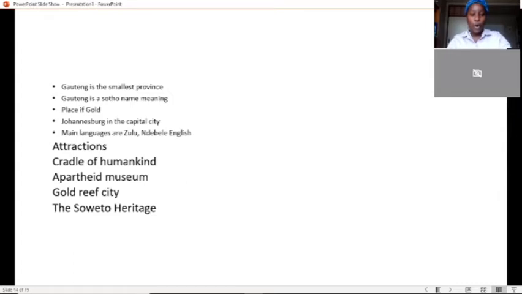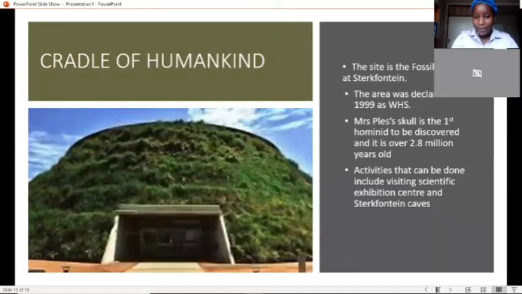Gauteng has 4 attractions: the Cradle of Humankind, Apartheid Museum, Gold Reef City, and the Soweto Heritage, right? The Cradle of Humankind is a fossil hominid site. Any fossil, whether animal or human, you'll find it there at the Sterkfontein Caves. The area was declared a World Heritage Site in 1999, right?